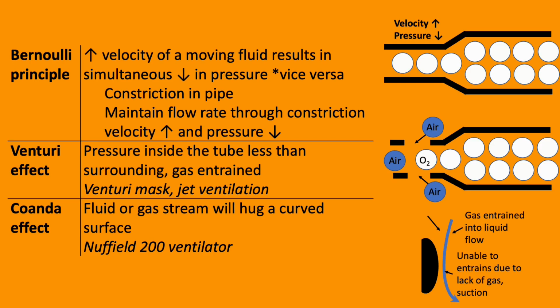3 key principles. Bernoulli principle: increasing velocity of moving fluid results in a simultaneous reduction in pressure, i.e. a constriction of a pipe. In order to maintain the same flow, there's an increase in velocity and reduction in pressure. The Venturi effect uses the Bernoulli principle, i.e. this reduction in pressure allows entrainment of gas into the pipe. This is used for the Venturi mask and jet ventilation. And finally, the Coanda effect. A fluid or gas stream will hug a curved surface, and this is important for the Nuffield in a ventilator.